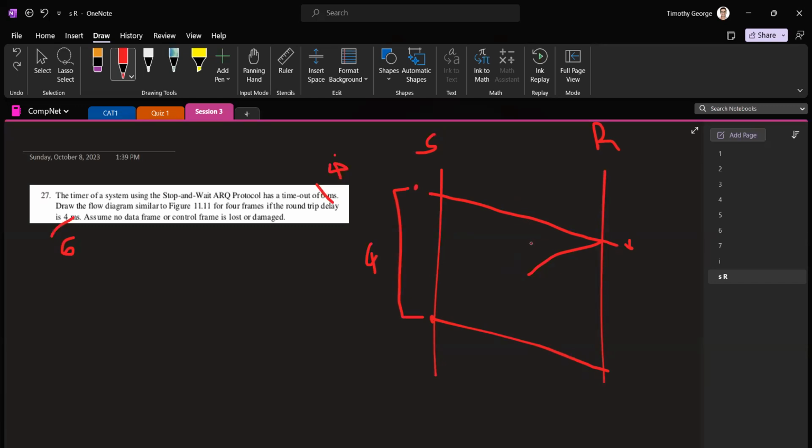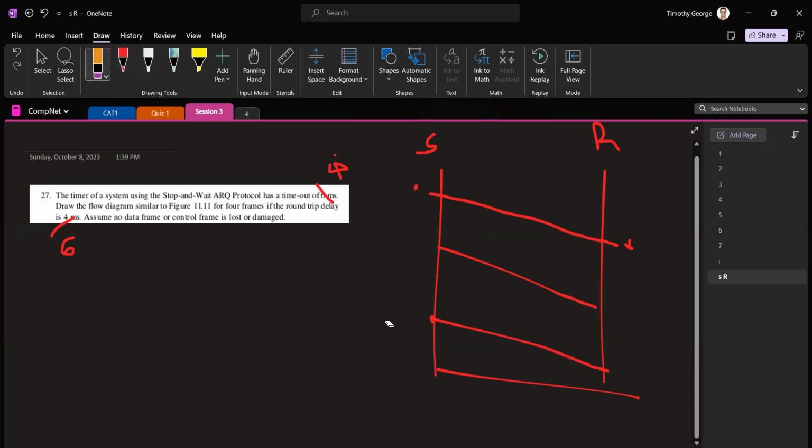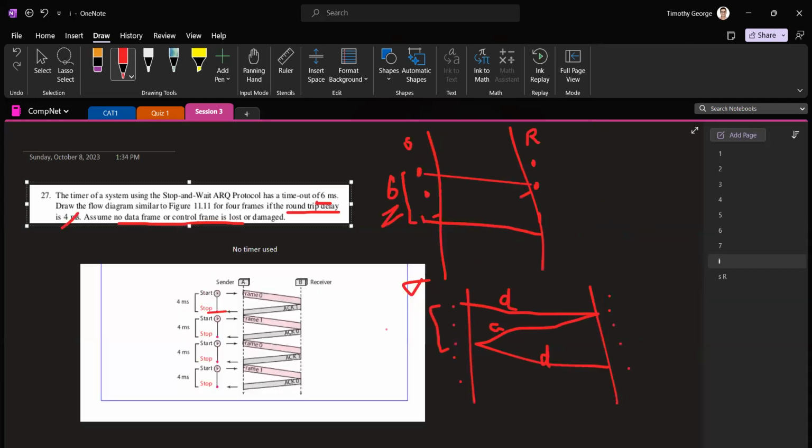So in this diagram you don't see any acknowledgement. You just see the sender keep on sending his messages because he's not getting anything back from the receiver. So this will be 4, a timeout. On the other hand, in the original question, there is enough time for the frame to go and come back, because the round trip is 4 milliseconds and the timer will run until 6. So these kinds of diagram questions can be asked.